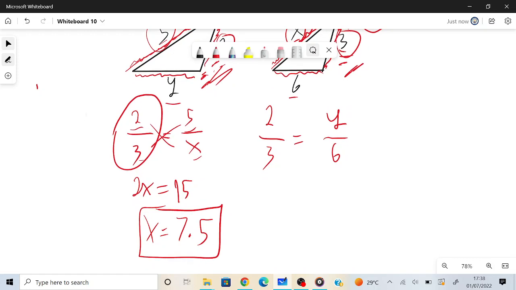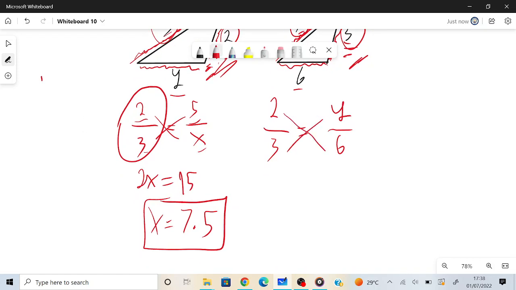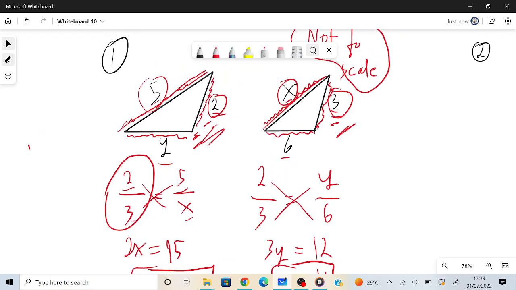So again, doing a cross multiplication, you know this is 3y because 3 times y is 3y, and 2 times 6 is 12. Y is nothing but 12 divided by 3, which is 4. Please don't forget to put the units that you are working in. In this case, there are no units, but if there are, please make sure that you write down your units.